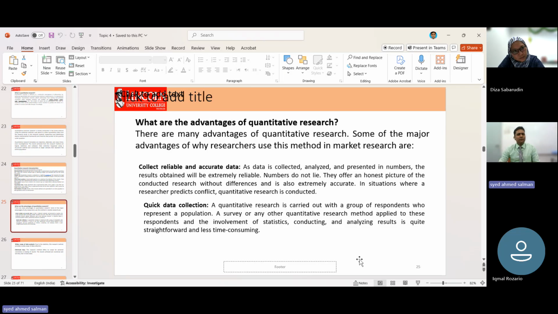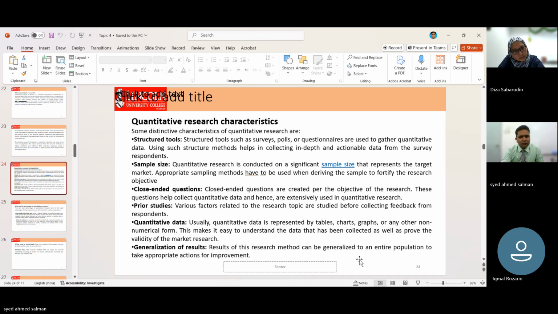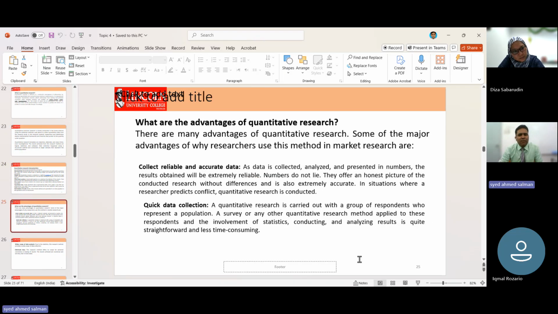Okay, now here, what are the advantages of quantitative research? There are many advantages of quantitative research. Some of the major advantages of why researchers use this method in market research or in business research are: collect reliable and accurate data. If you are doing quantitative research, you may collect reliable and accurate data.